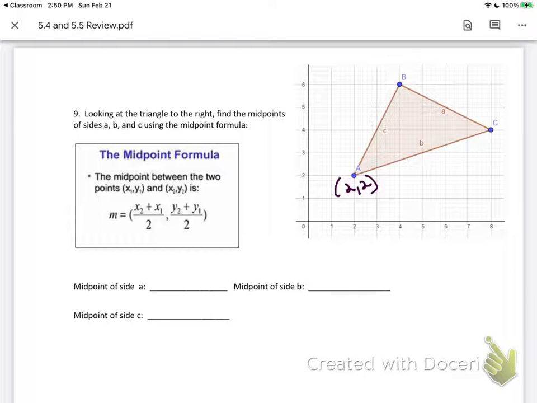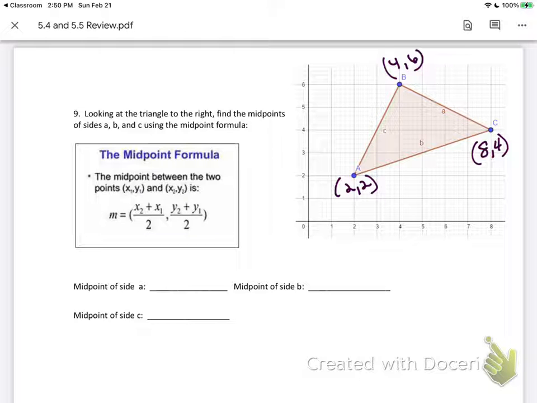Point B is 4, 6. And point C is going to be 8, 4. So check these to make sure that they're correct, because I don't want to have that be an error, because that will upset the whole apple cart, so to speak.